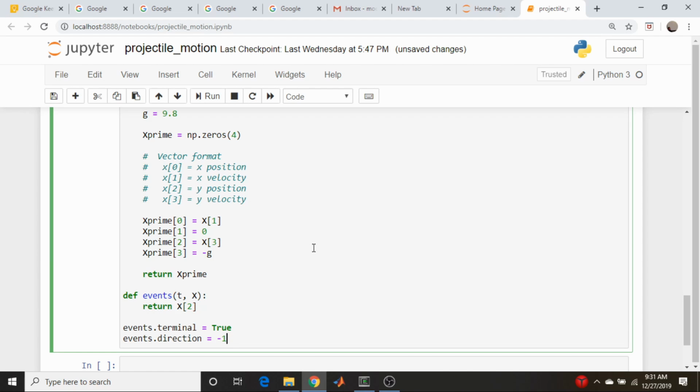We'll set this equal to -1, and the negative means it will terminate the integration or trigger an event when the variable in question is going from positive to negative. That's what the -1 means. If this were +1, it would be going from negative to positive.